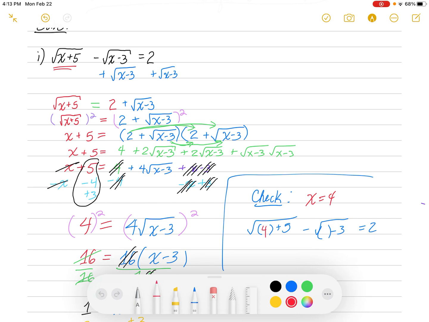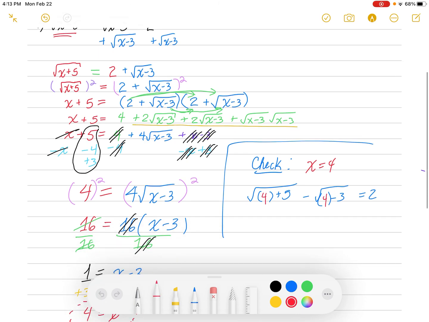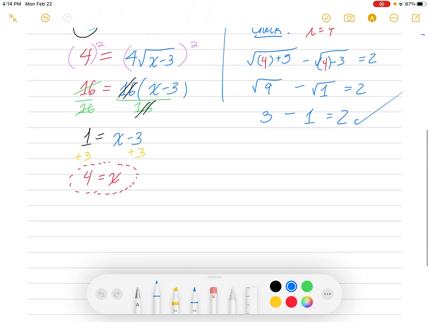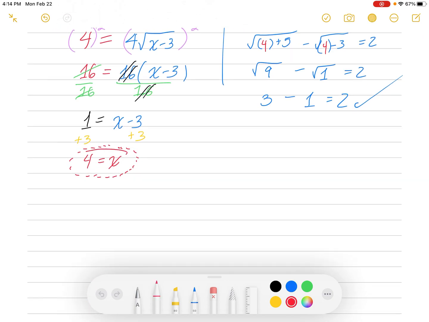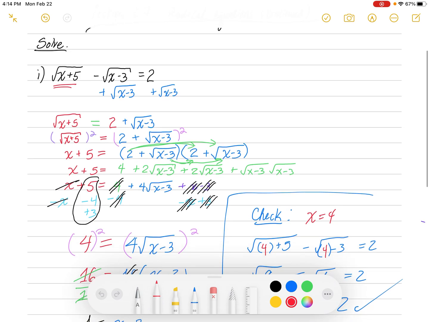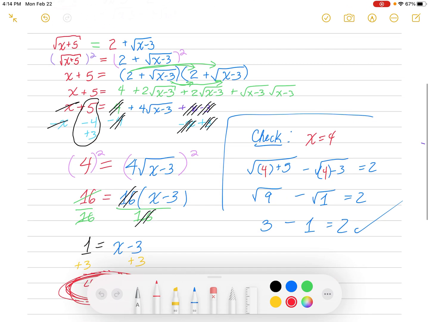Let's plug in 4. 4 here, 4 here. That'll give me, let's see, square root of 9 minus the square root of 4 minus 3, which is 1. Is that equal to 2? Well, square root of 9 is 3. Square root of 1 is 1. 3 minus 1 is 2. Yes, it checks. So 4 is a good solution. So that's our answer to that. 4 is the solution to the original equation. All right. Now let's just do another for practice.